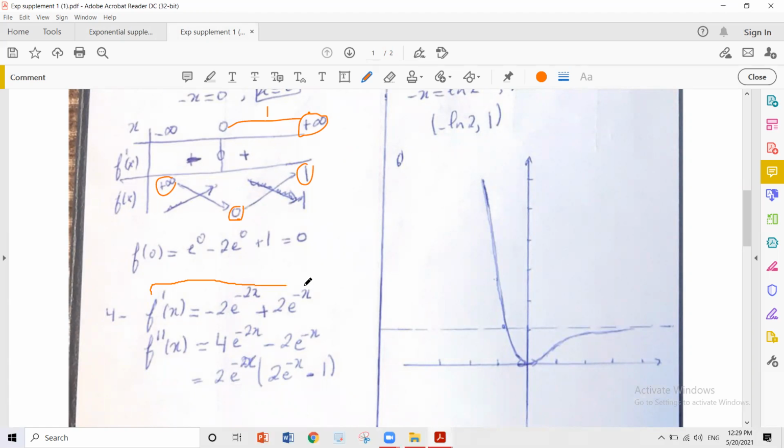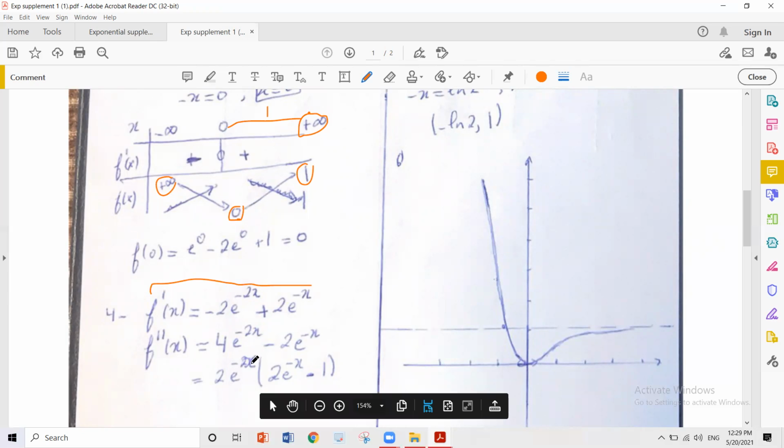This is f prime of x. F double prime of x: the derivative of e to the minus 2x is minus 2 times minus 2, which is 4 e to the minus 2x, plus the derivative of minus 2 e to the minus x, which is plus 2 e to the minus x. Taking 2 e to the minus x common, we get 2 e to the minus x times (2 e to the minus x minus 1). We factorize by taking e to the minus x common.